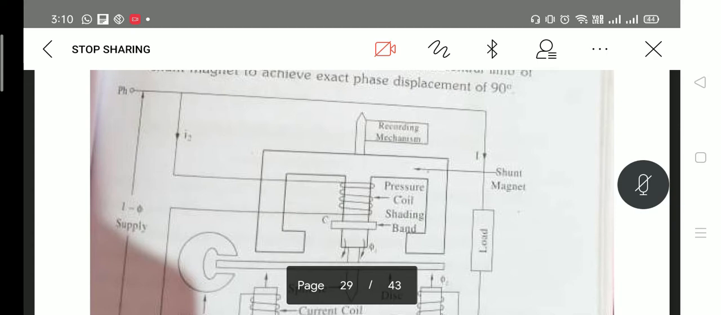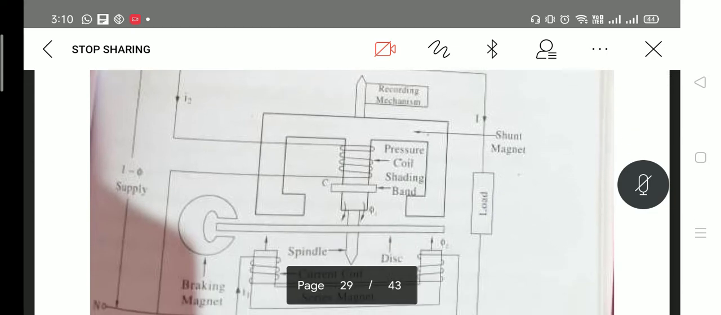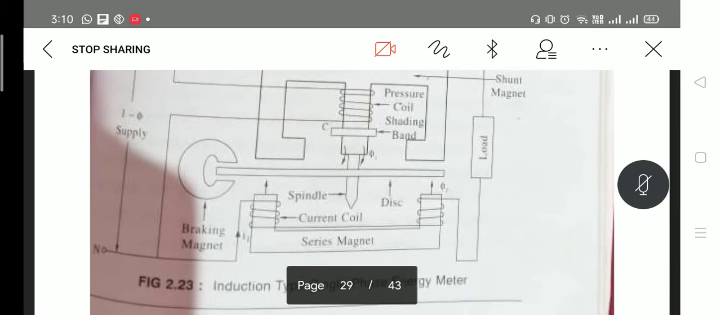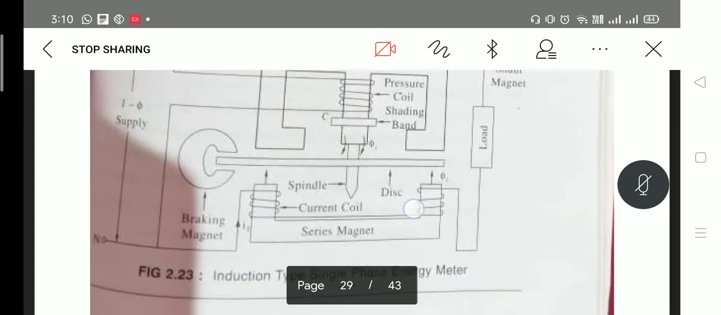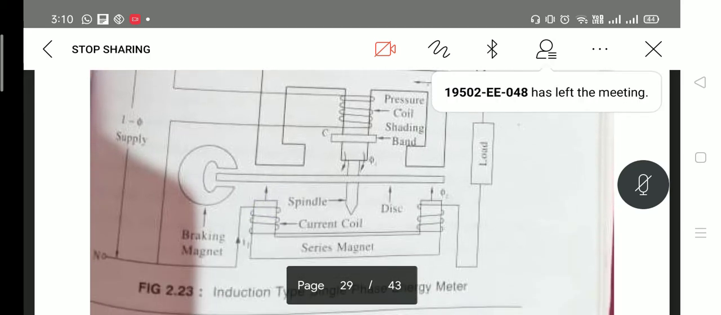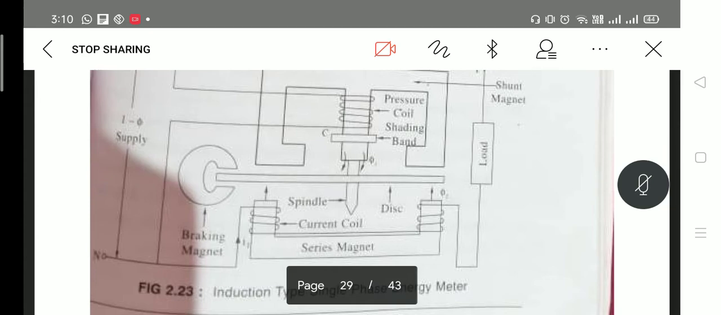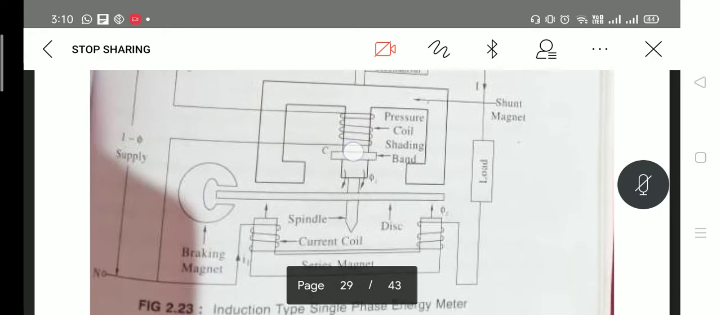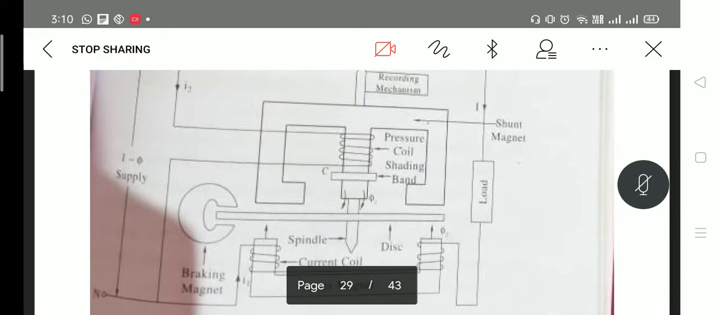What is the driving system? It has two electromagnets. One is connected in series with the load, that is this series magnet. It is U shaped, the series magnet is connected in U shape, and this is the shunt connection, the shunt magnet, which is connected in M shape. The lamination will be M shape.